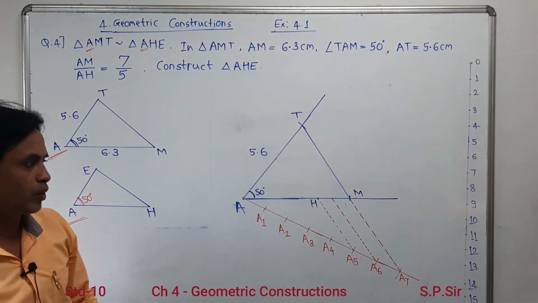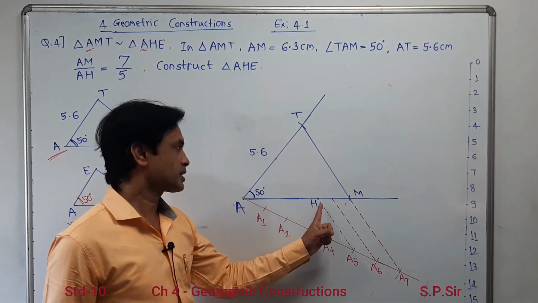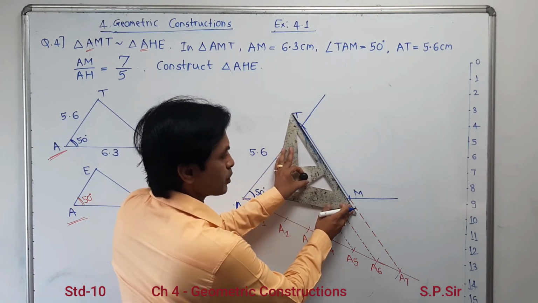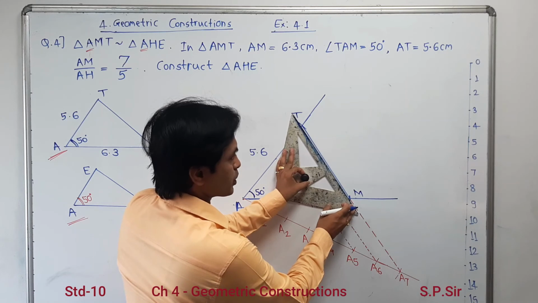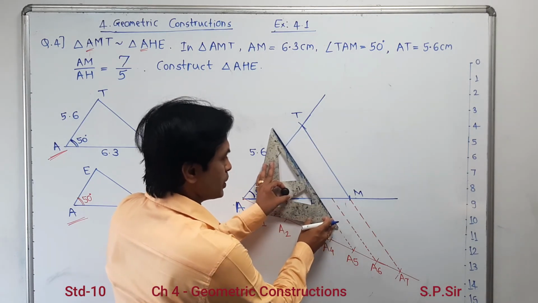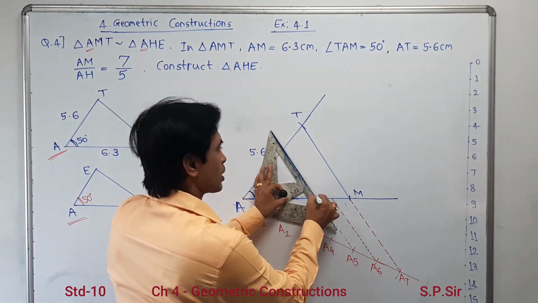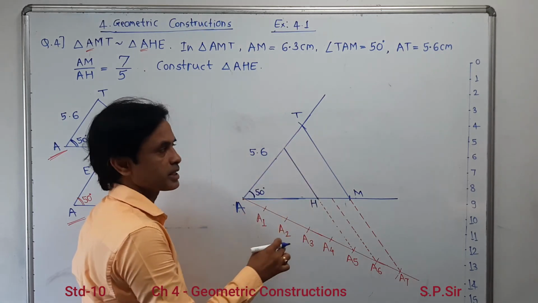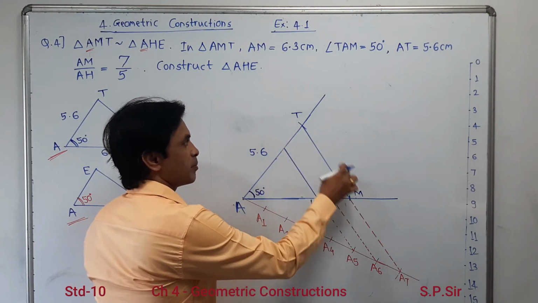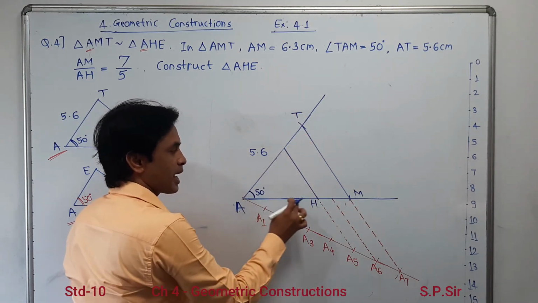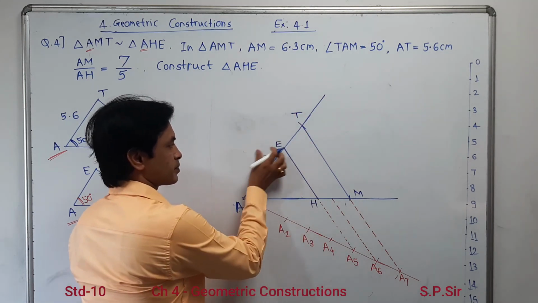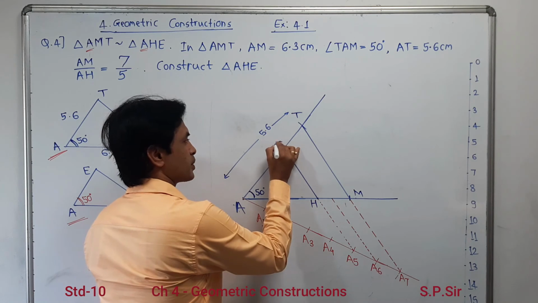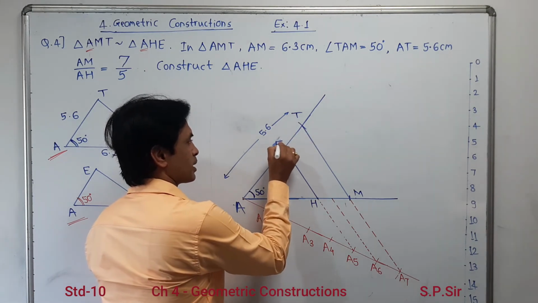Now you are able to get the position of point H. So your A, H and E is somewhere over here. How to draw E? Again, you have to take a line parallel to TM. Drag your scale in the downward direction over here, and from H you have to draw a complete structure. Now why have I not taken a next line over here? The reason is that there are only two triangles, AMT and AHE. In this way you can complete your diagram.